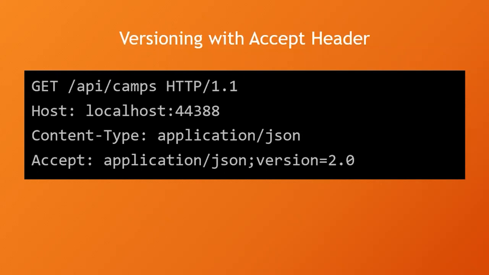And another way you can do it is actually with the accept header. This is going to be more complex. And in this case, we can use a version inside the actual accept header to point at whatever version you're looking at.